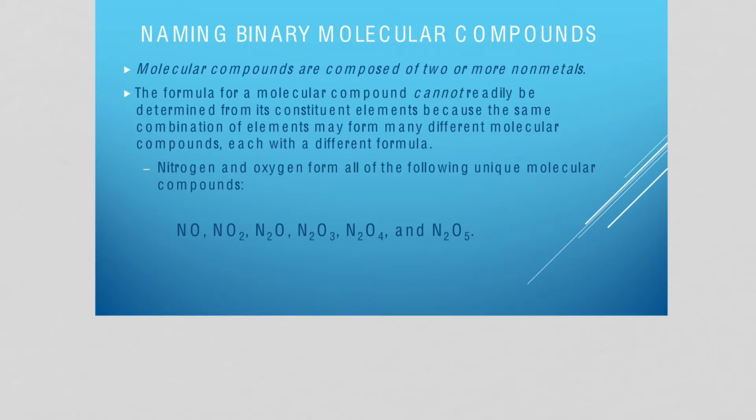Welcome. Today we are going to continue on with our naming of binary compounds, and today we are going to talk about binary molecular compounds. If we remember back to what we mean by a molecular compound, that's simply a compound that exists as individual molecules. These are compounds composed of two or more nonmetals. So, unlike ionic compounds, which we saw in the last video, there are no metals involved here. We're just looking at two or more nonmetals.